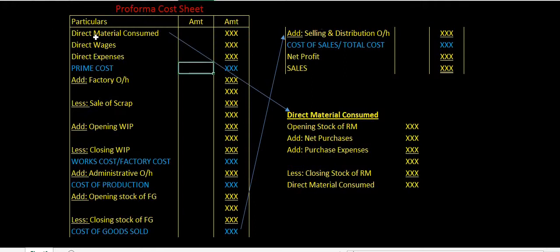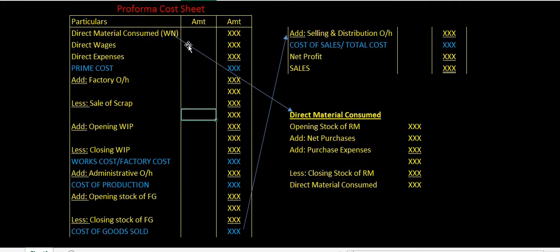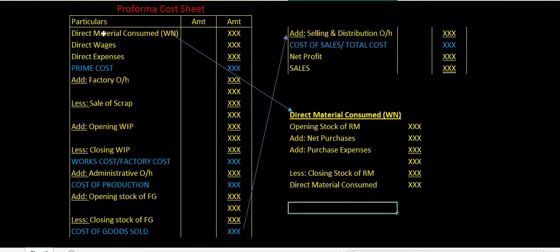Now, how do we calculate direct material consumed? I always advise my students to calculate direct material consumed as a working note, rather than doing it in the cost sheet itself. That would be a little smart job. So here I have made the calculation of direct material consumed as a working note. If I don't do it here as a working note, that makes my cost sheet very lengthy and I might end up making some mistake, and the same can happen with you.